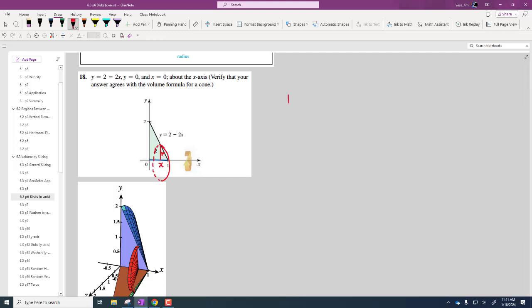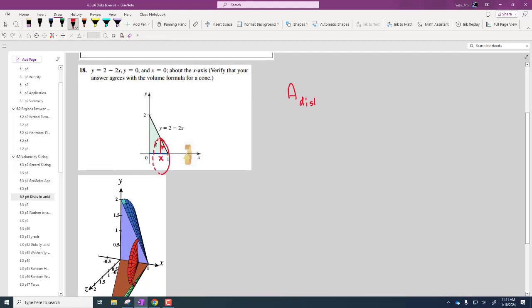And the area of a disk is always pi r squared. So the area of this disk is pi times the radius squared. And the function is acting like the radius. Right? This function is measuring the distance from the axis of rotation up to that tilted line. So that is our radius. So the radius gets substituted with this 2 minus 2x.